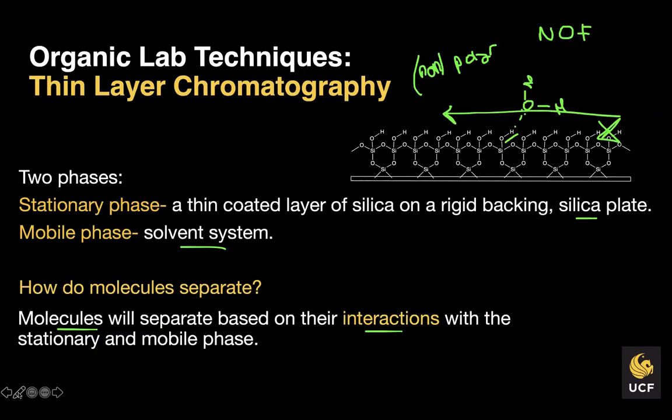The stronger something interacts with the plate, the stronger it will bind to the plate. And so strong interactions will not allow the molecule to continue traveling up the plate, whereas a weaker interaction doesn't care very much for the plate and will simply flow along with the solvent material. Perfect. Does that make it clearer for you?